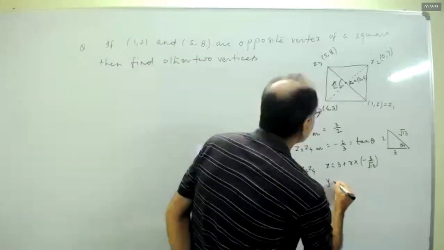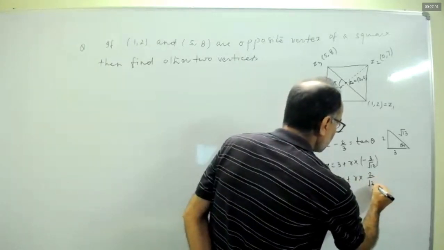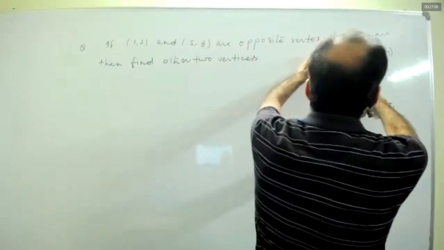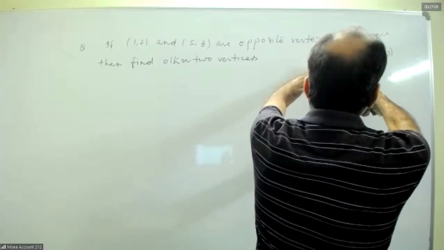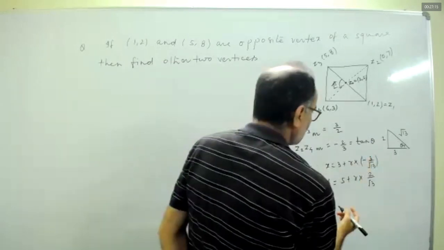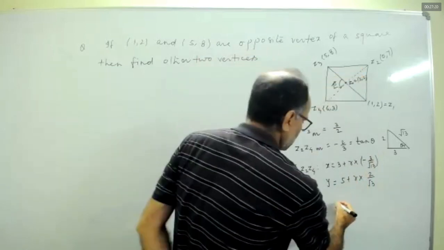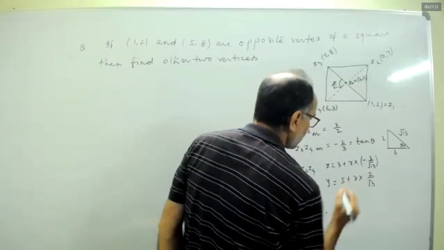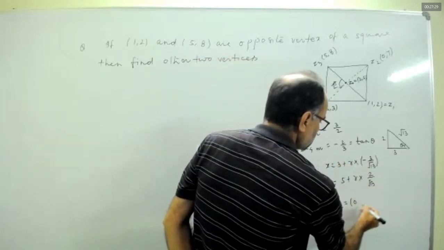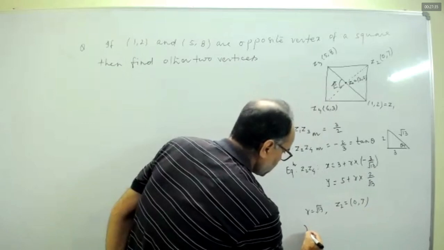Now y equals 5 plus r sin theta, with sin theta equal to 2 by root 13. Put r equals, what is this distance? Root 13. If you put r equal to root 13, we will get Z2 or Z1, Z4, anything. Z2 is 3 minus 3, 0, comma 7. Now put r equal to minus root 13.